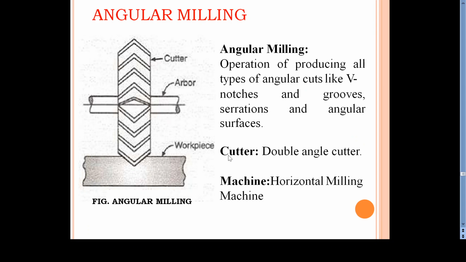Angular milling. This is for getting an angular shape. So V cut. Operation of producing all types of angular cuts, for example, V notches. The cutter is a double angle cutter. So you can see the cutter is having double angle. That means it is a conical shape, and it is used with a horizontal milling machine.